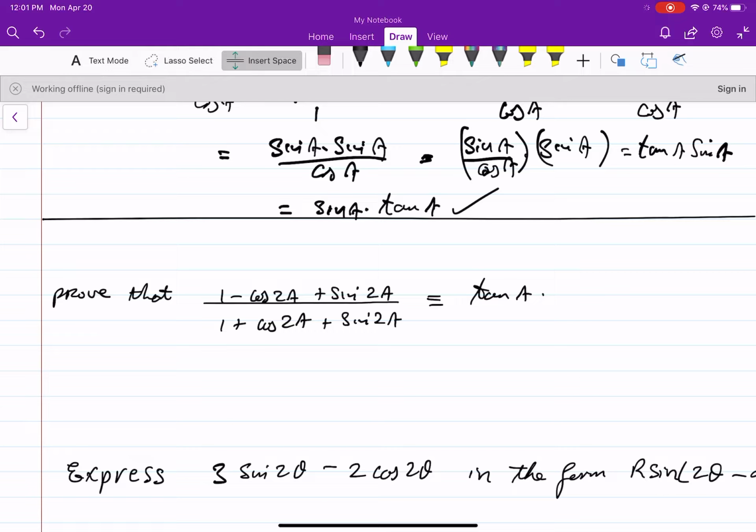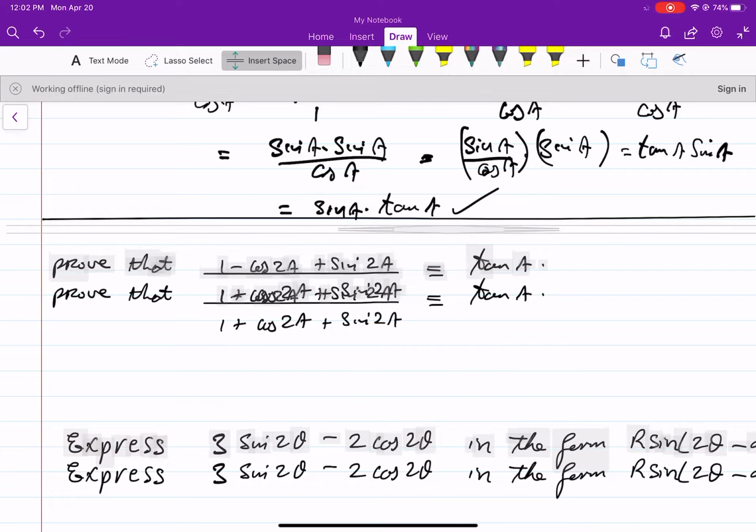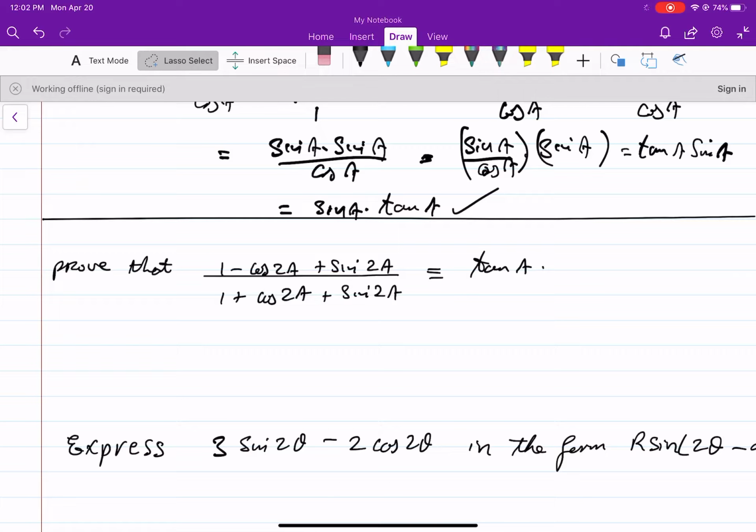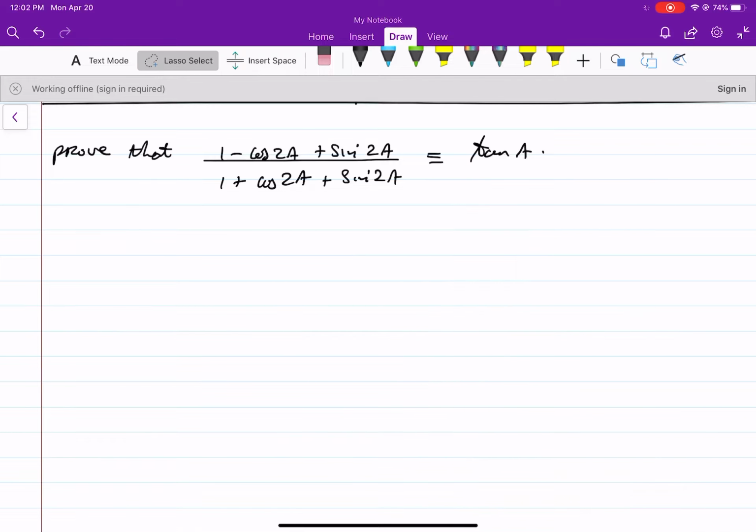Yes. Another proof. Prove that 1 minus cos 2a plus sine 2a upon 1 plus cos 2a plus sine 2a can be simplified just to give tan A. Now let's try this. The first thing I'm thinking of is to get rid of all those double angle identities. So sine 2a, there's only one expression you can use for that. Cos 2a, you have multiple that you can choose from.